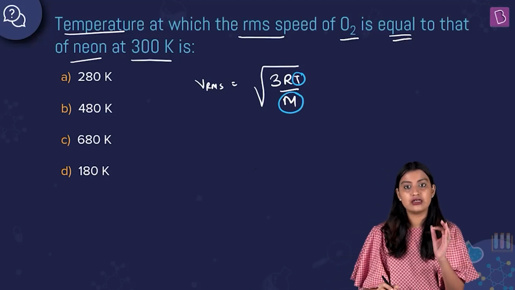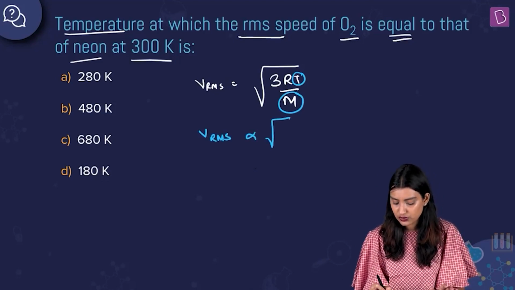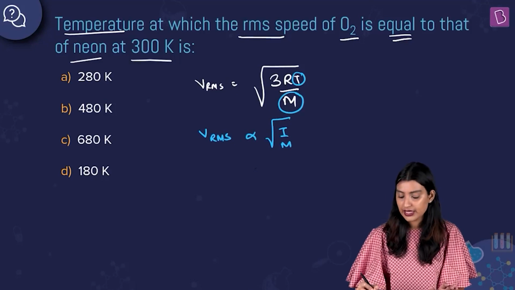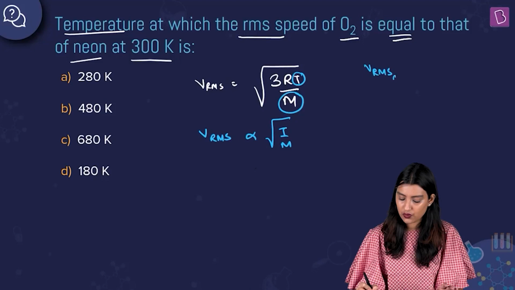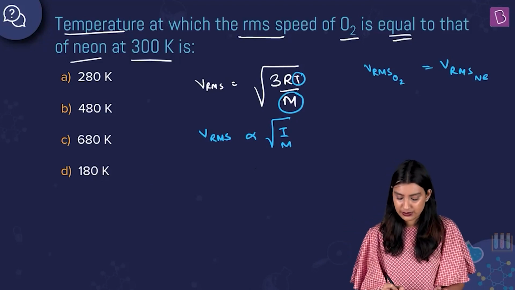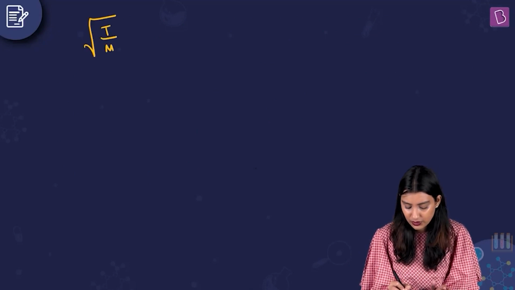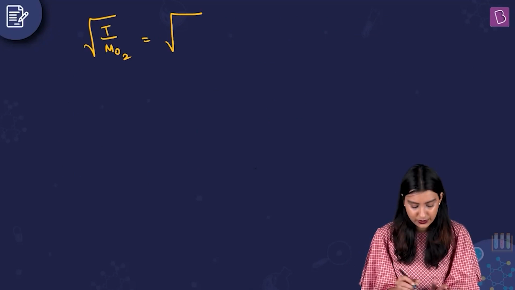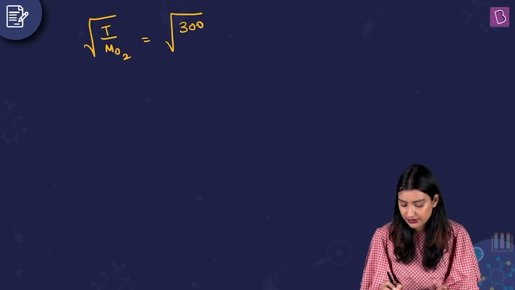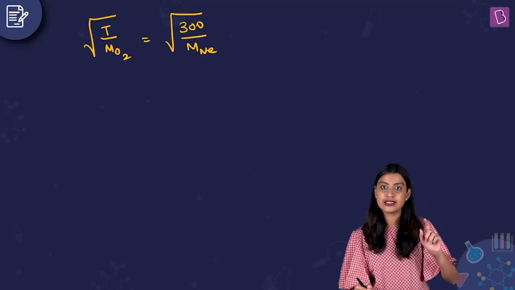So if you have to take a ratio, what will you do? You will say VRMS is directly proportional to under root of T by M. Correct? They told you that VRMS of O2 is equal to VRMS of neon at 300 Kelvin. So you need to write this relation. So we'll write it as under root of T by molar mass of oxygen is equal to under root of 300 Kelvin divided by molar mass of neon. Okay, write this, solve for T, that will be your answer.